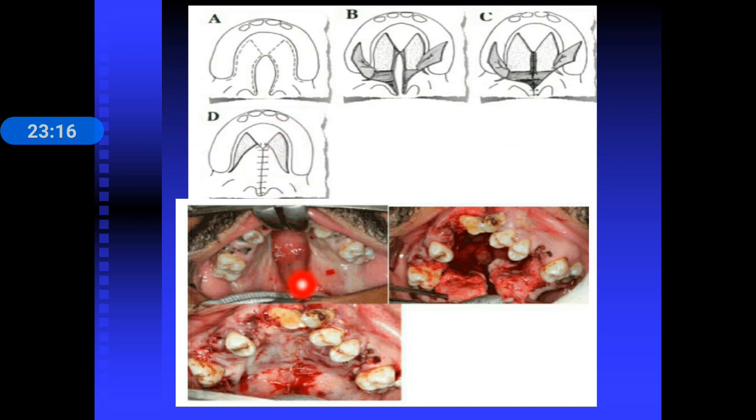You can see the palatal defect over here, and the two flaps are raised on either side, and then you suture it. So laterally on both sides there will be a raw surface which will heal while the defect is closed. This is the two flap technique.